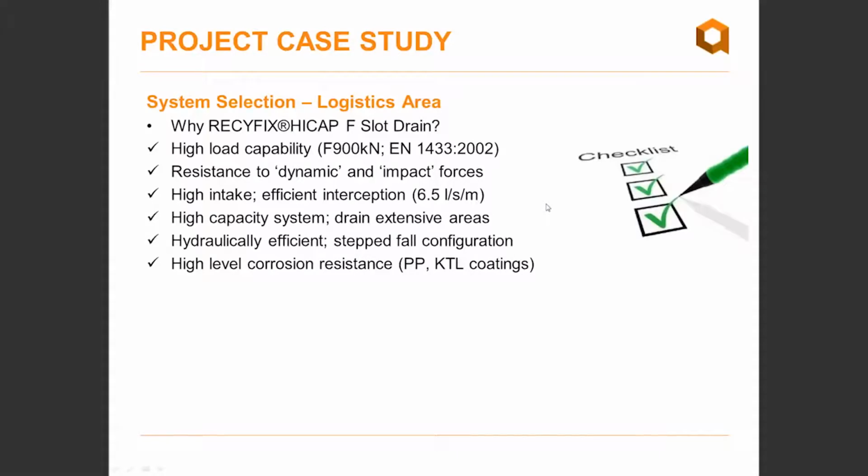And the reason why we chose this was obviously high load capability of F900 kilonewtons, resistant to dynamic and impact forces, high intake capacity, high system capacity as well, so you can drain extensive areas with 1 or 2 channel runs. Hydraulically efficient. With this system we have the option of providing stepfall configuration and also high level corrosion resistance as well.